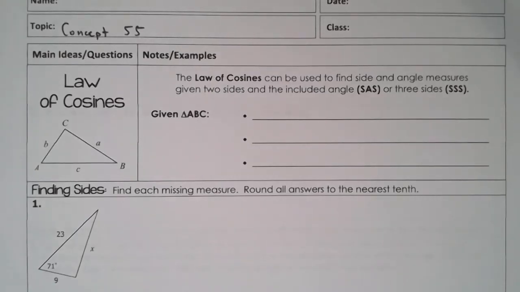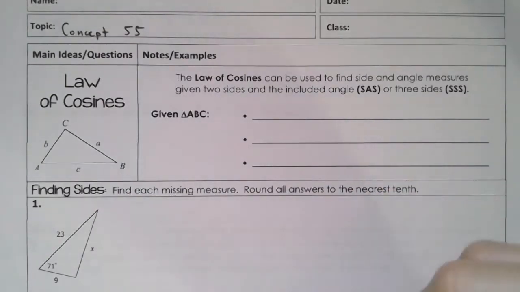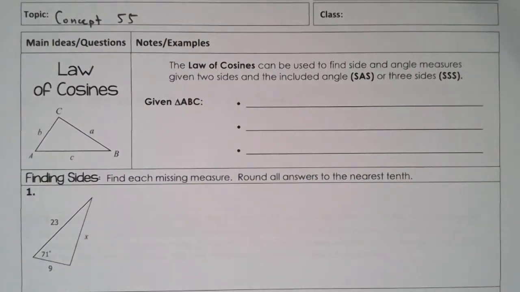Okay, this here is concept 55. The next one is law of cosines, and again, this should have been something covered last year in Math 2 or geometry, but if it's not new, hopefully, similar to law of sines, it isn't too bad.